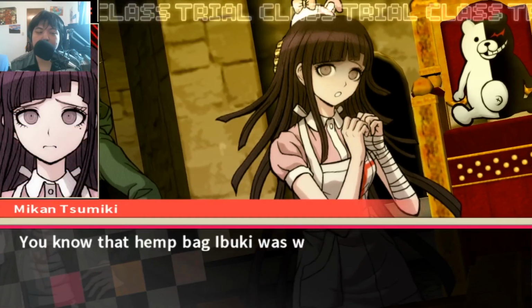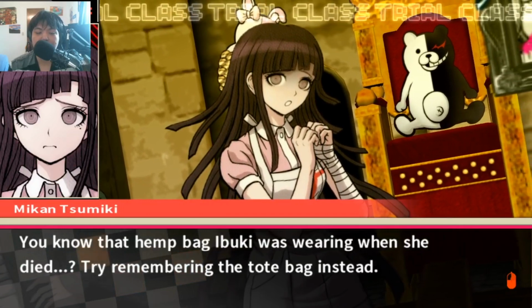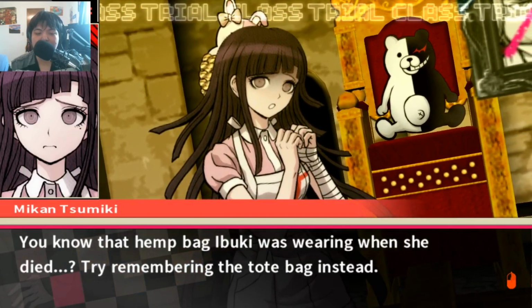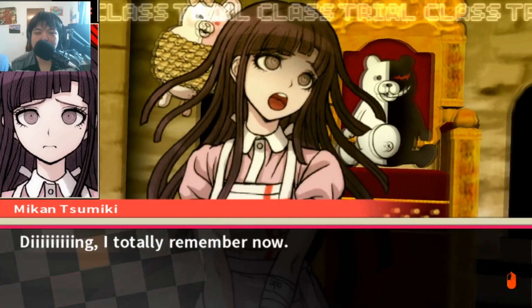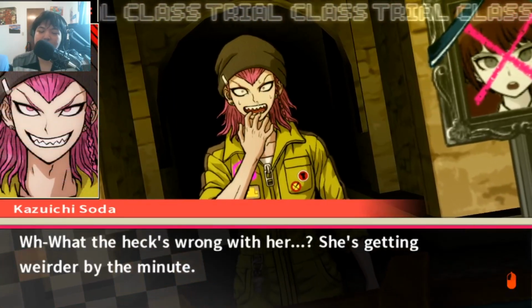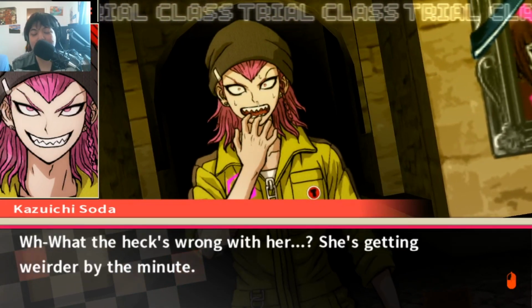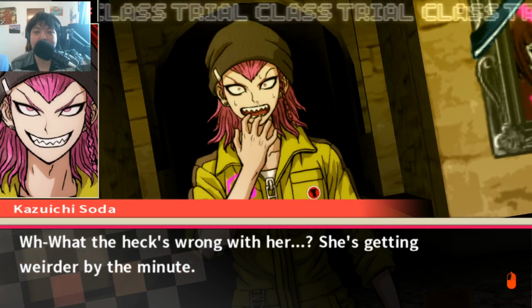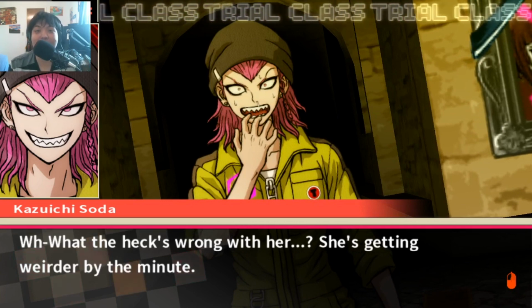Impossible? You know that hemp bag Ibuki was wearing when she died? Try remembering the tote bag instead. What about the hemp bag? Ding! I totally remember now. What the heck's wrong with her? She's getting weirder by the minute. She usually felt like from being like slowpoke and being nervous and all, and now she's been activated serious, and now she's become crazy lunatic nurse.